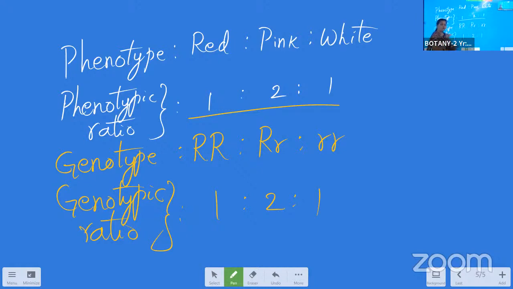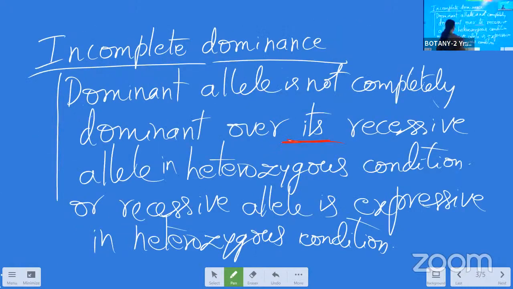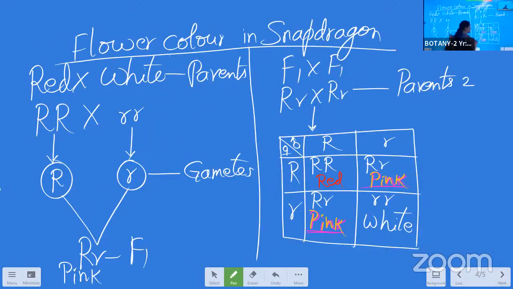Okay, but how to write is the important one. What to write? First of all, the definition of the incomplete dominance you have to write over here. That is, the dominant allele is not completely dominant over its recessive allele in the heterozygous condition, or the recessive allele is also expressive in the heterozygous condition.